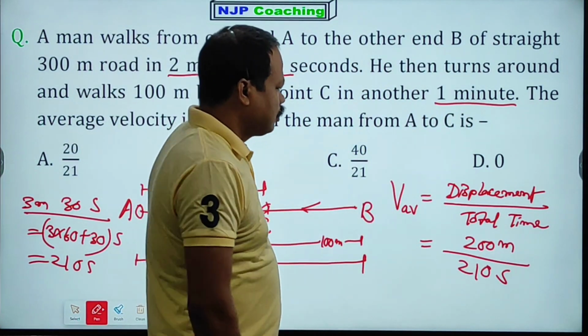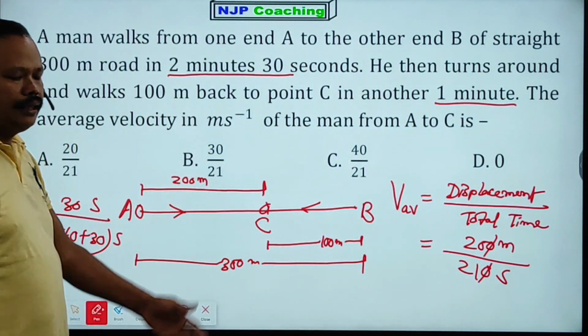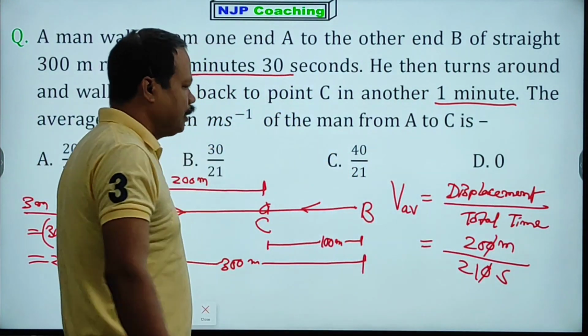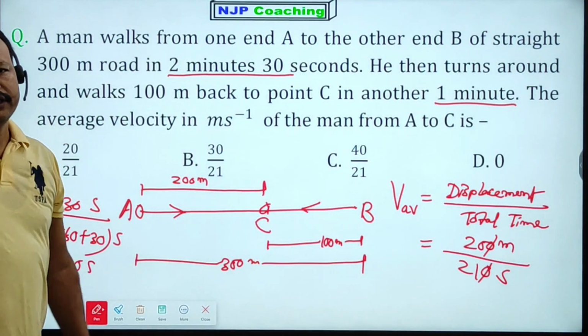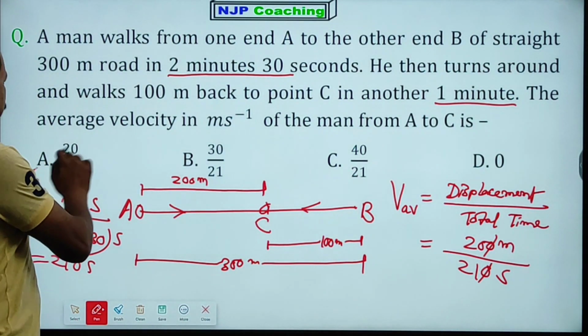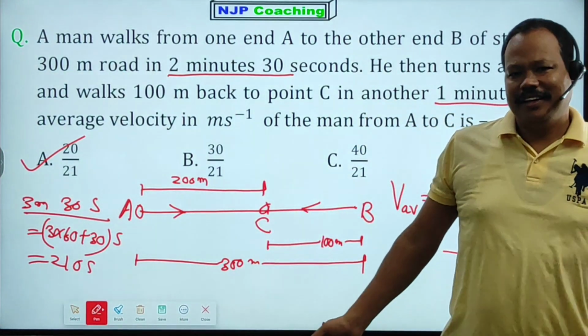So if we cancel, it will become 20 by 21. We can find the answer in decimals also, but the options are given in fraction. So what is the option? 20 by 21, the first one. This is the right answer. Understood?